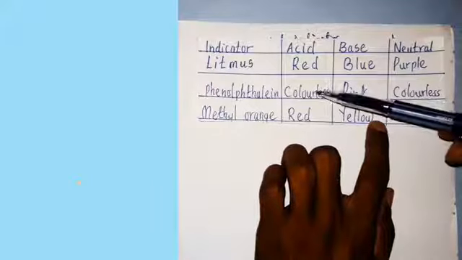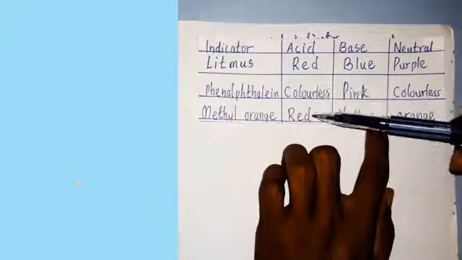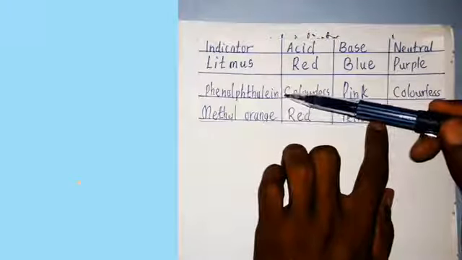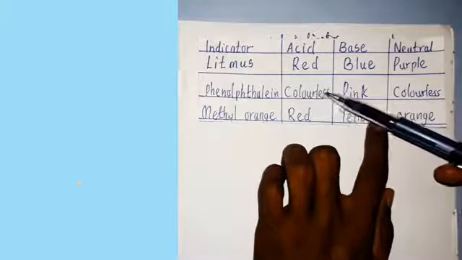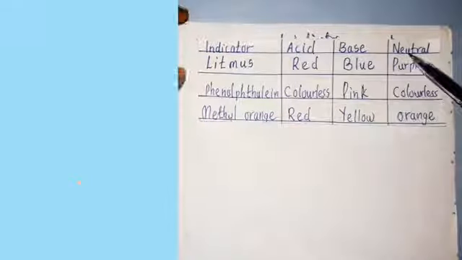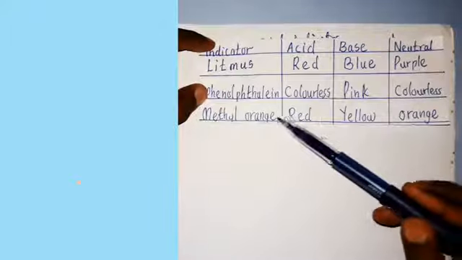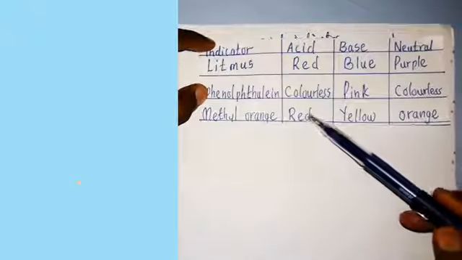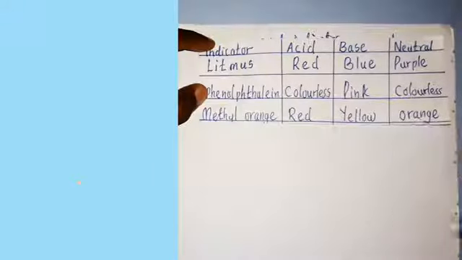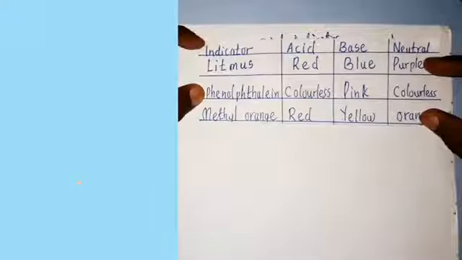So the difference between phenolphthalein and methyl orange, or the advantage of using methyl orange over phenolphthalein, is that phenolphthalein shows the same color in acid and neutral. Therefore, you cannot distinguish them. Therefore, it is good that you use methyl orange because methyl orange shows distinct colors in acid and in neutral. That's the end of our lesson.